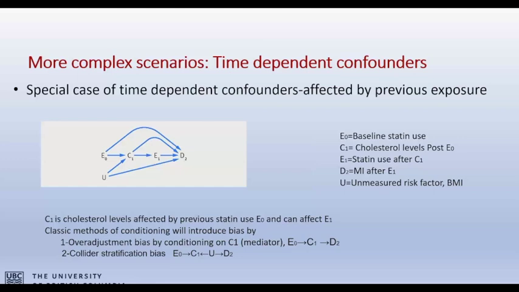So if we adjust or condition using the traditional techniques that we've talked about, two things will happen. The first is that C1 is a mediator between E0 and D2. So you're adjusting for a mediator, which is not something we want to do. And also through U, the adjustment or conditioning of C1 is causing a collider bias situation. So we would be biasing our study if we use the traditional approaches for adjustment when you have a time-dependent confounder that's affected by previous exposure.